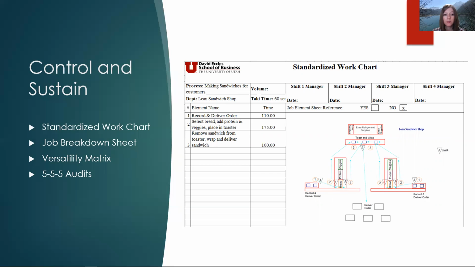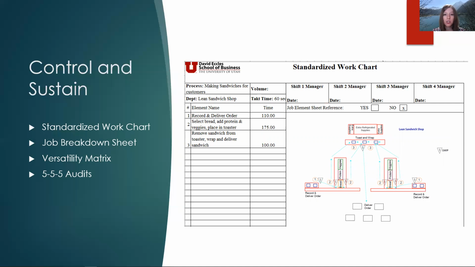Additionally, we plan to create some job breakdown sheets that will have visual representation of each step that they need to perform and be very clear and easy for them to read and create very great standards. Additionally, as we begin our training of these new processes, we will be utilizing a versatility matrix to help us easily see where all of our employees are at and if there's any challenges with any of the steps that they need to be learning.